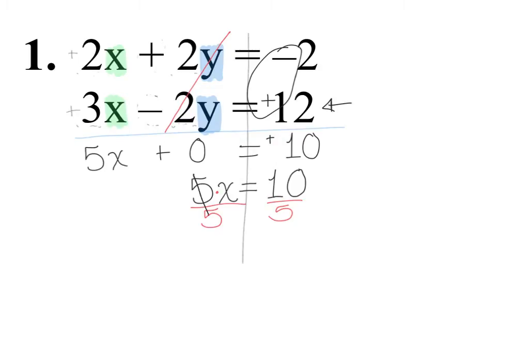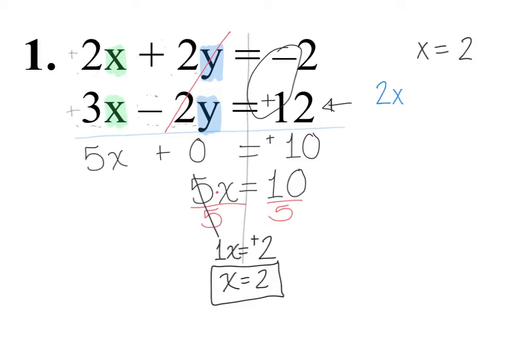And as always, 5 divided by 5 is 1, so I'm left with 1x. 10 divided by 5 is 2. Those were both positive, so that's still positive. And so that's just x equals 2. Okay, once we have x equal to 2, we will choose one of our equations. Again, it does not matter which one, so I'm just going to pick the top one.